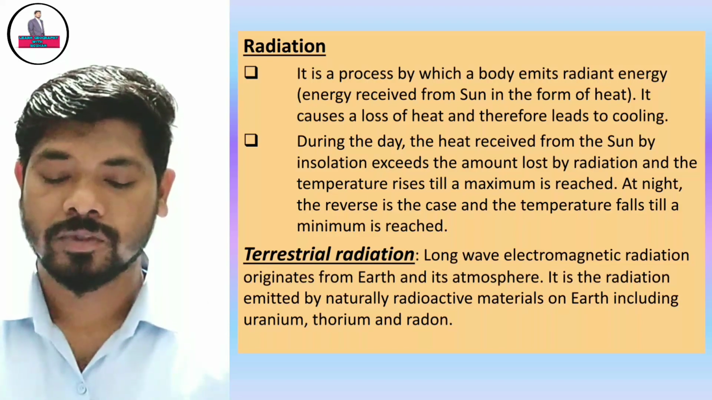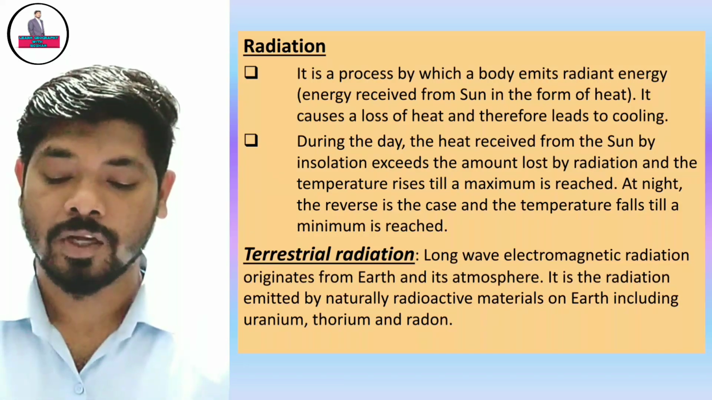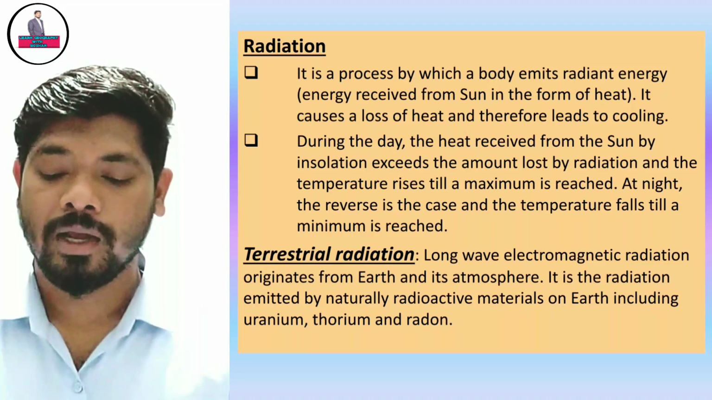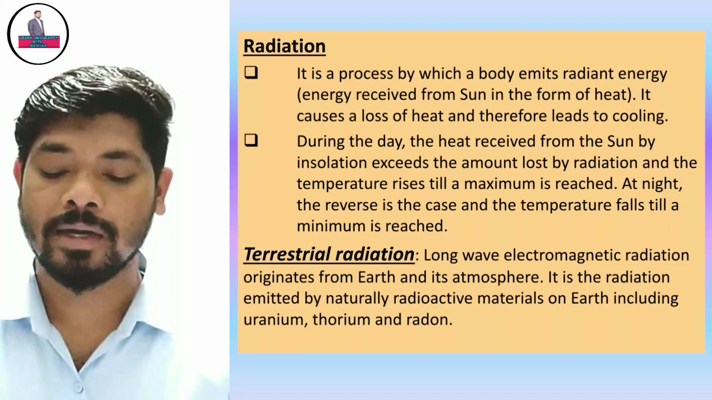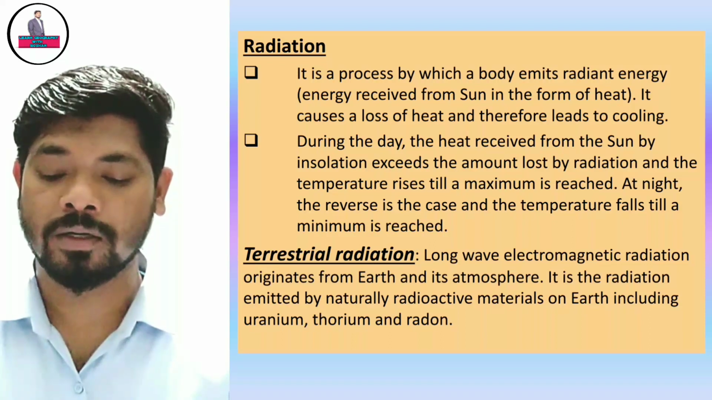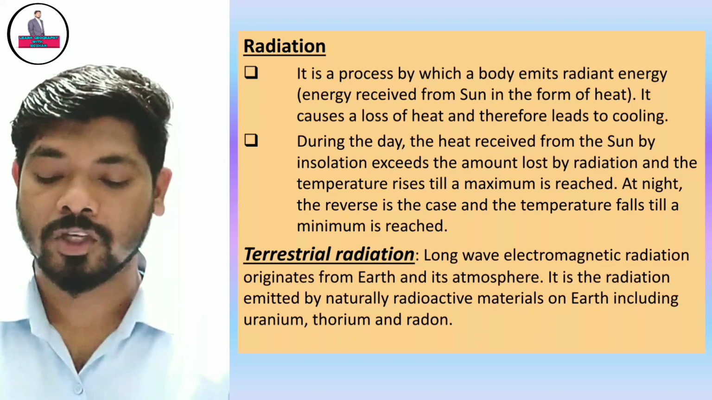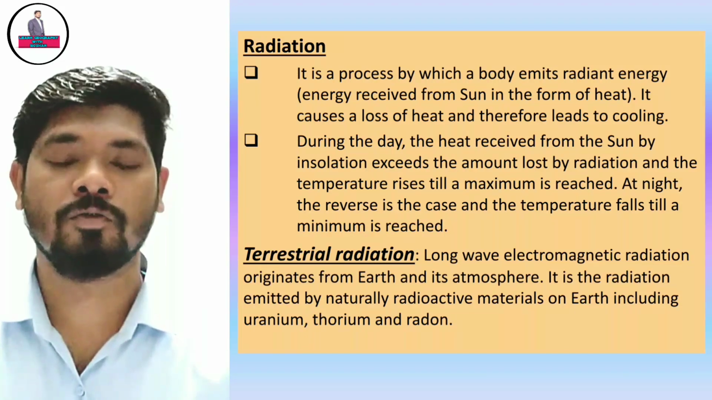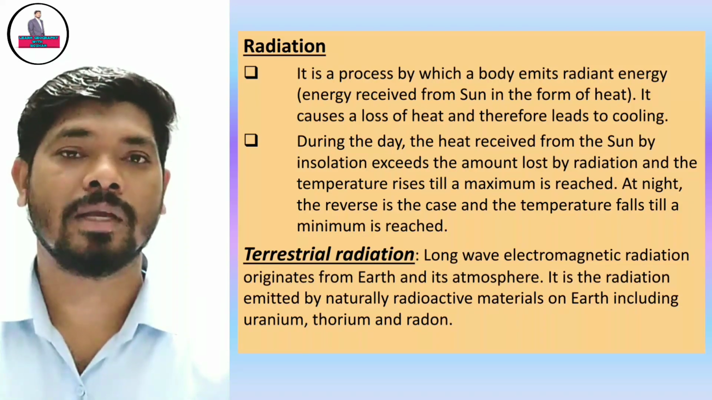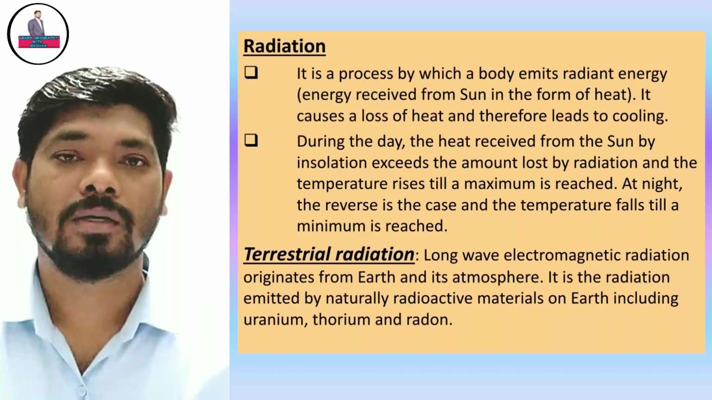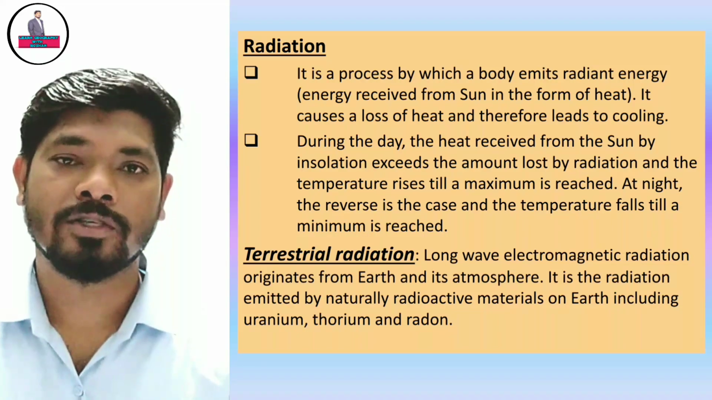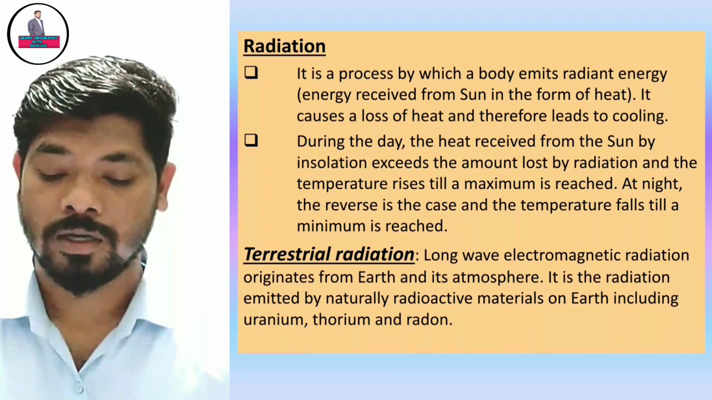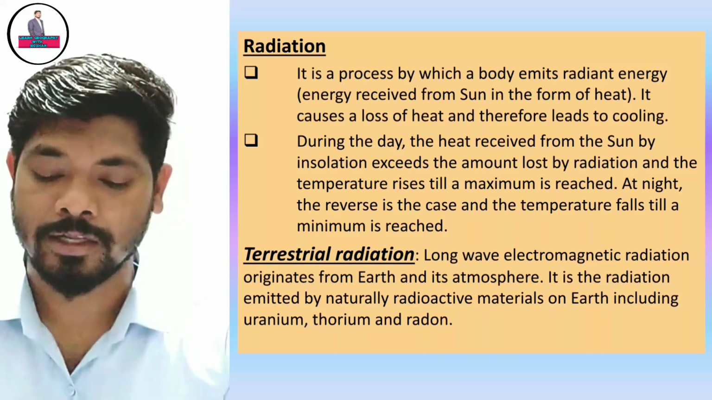Terrestrial radiation is a scientific term. It is long wave electromagnetic radiation that originates from the earth and its atmosphere. It is the radiation emitted by naturally radioactive materials on earth, including uranium, thorium and radon. So this is the definition of terrestrial radiation. You can write it, as we discussed earlier, as the appropriate definition of terrestrial radiation.